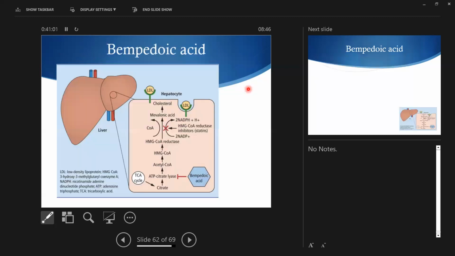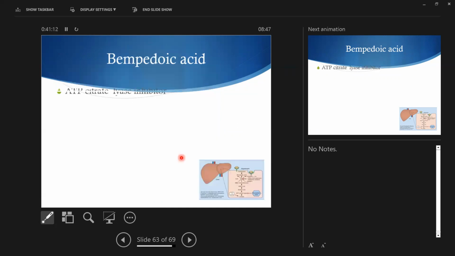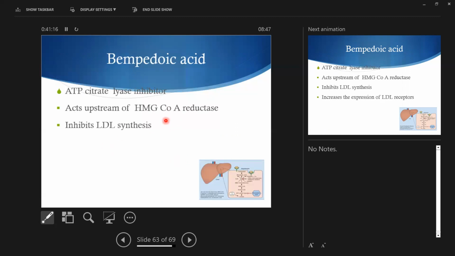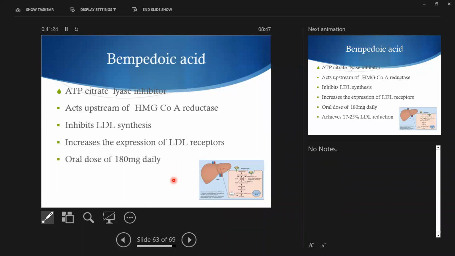One is available in our market, that's called bempedoic acid. It acts a little upstream of the statin mechanism, like it acts upstream of the HMG-CoA reductase inhibitor. It inhibits cholesterol synthesis, increases the expression of LDL receptors, thereby more LDL is cleared from the blood, so less LDL is present in the blood.